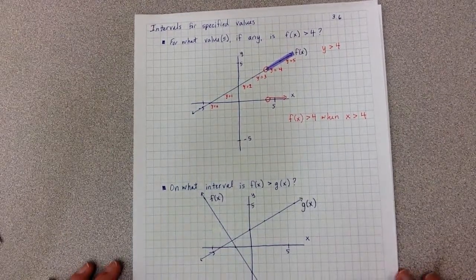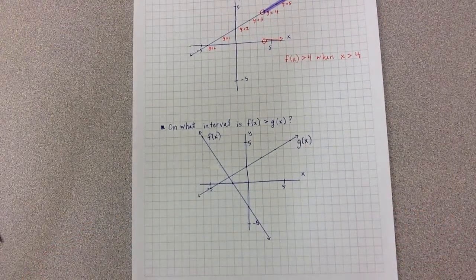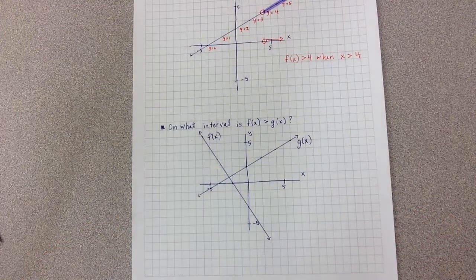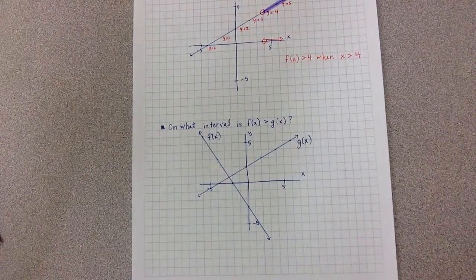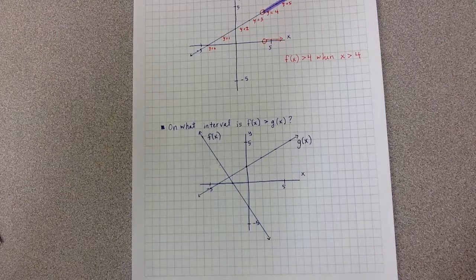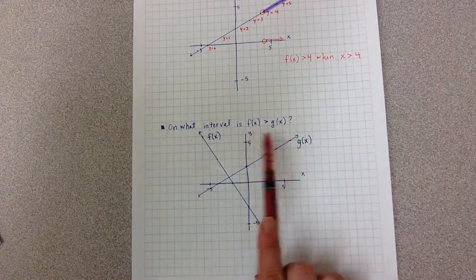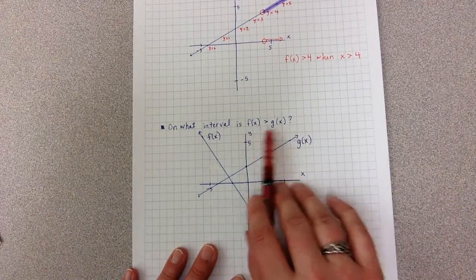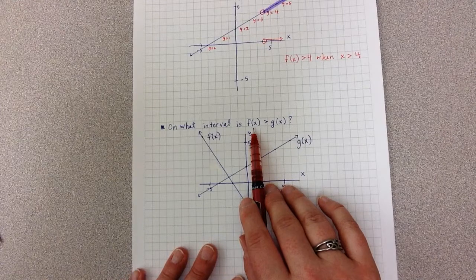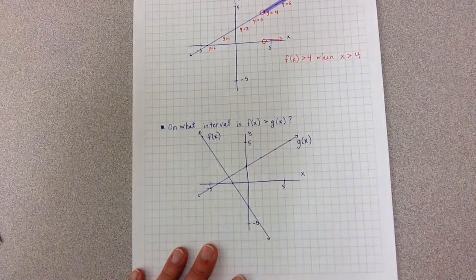Our second example asks us to find on what interval is f of x greater than g of x. So in this case, we're not looking for a specific value for f of x. We're actually looking for a relationship between two functions. So you'll remember that these mean y's. So I'm looking for y values where the f of x is bigger than the g of x.